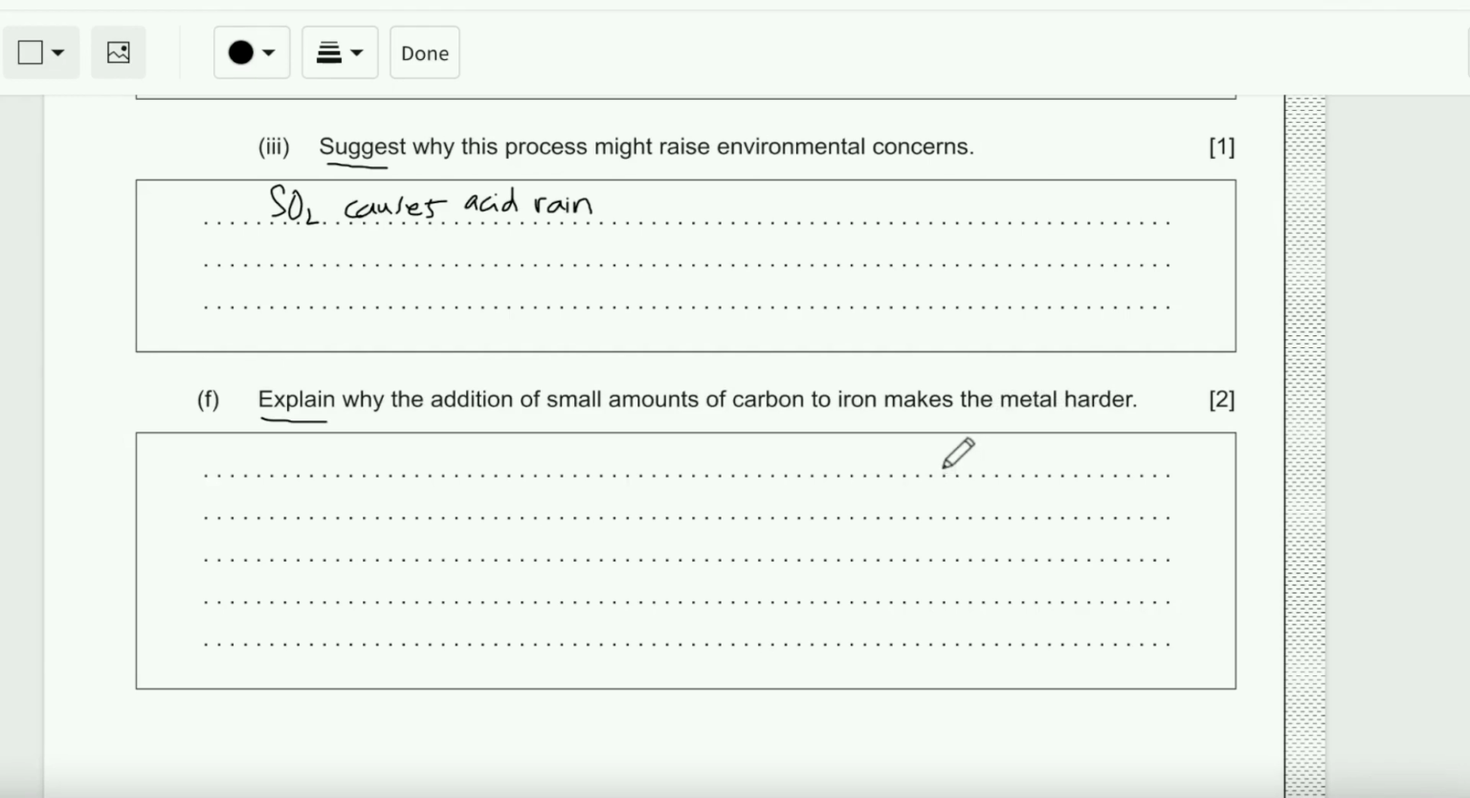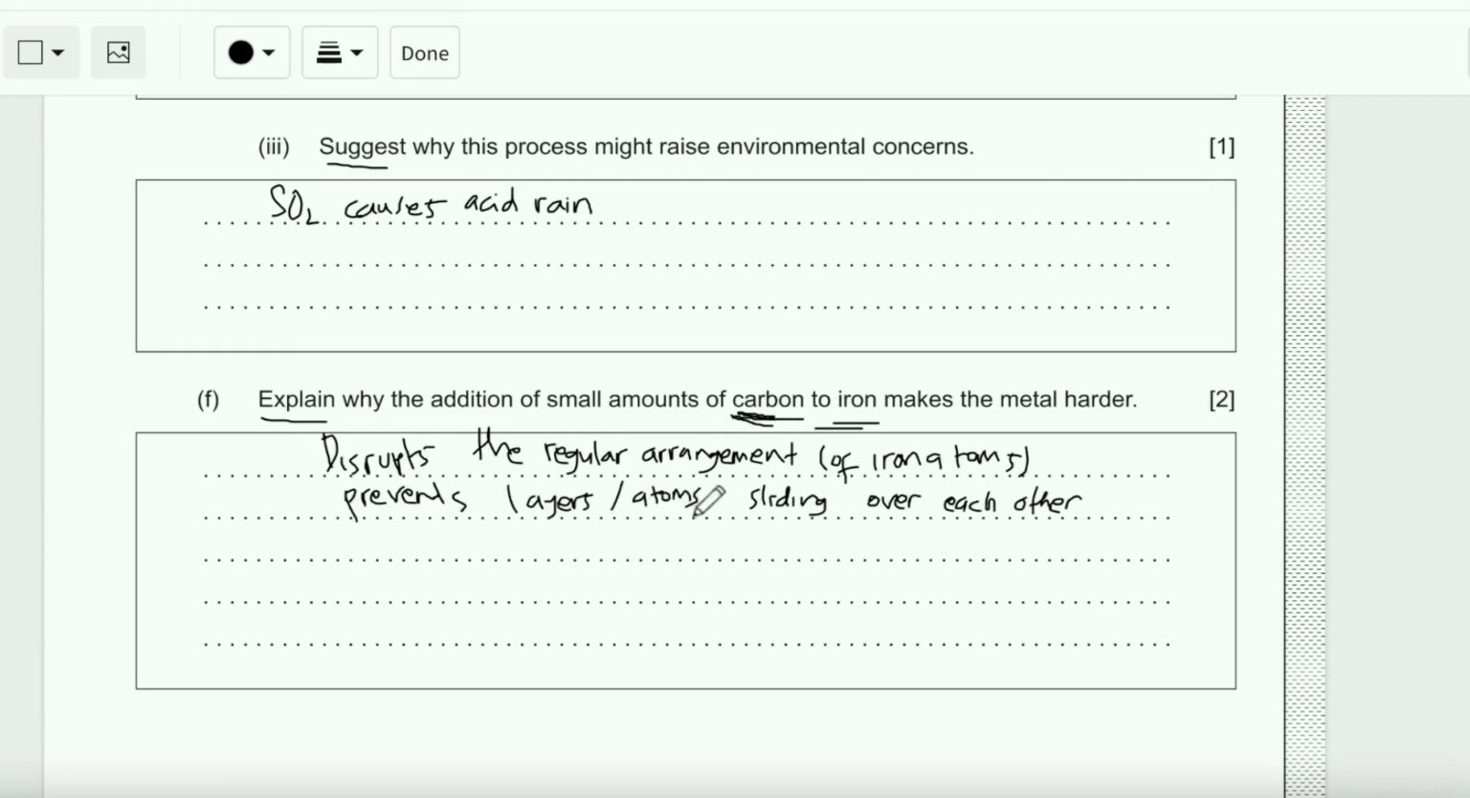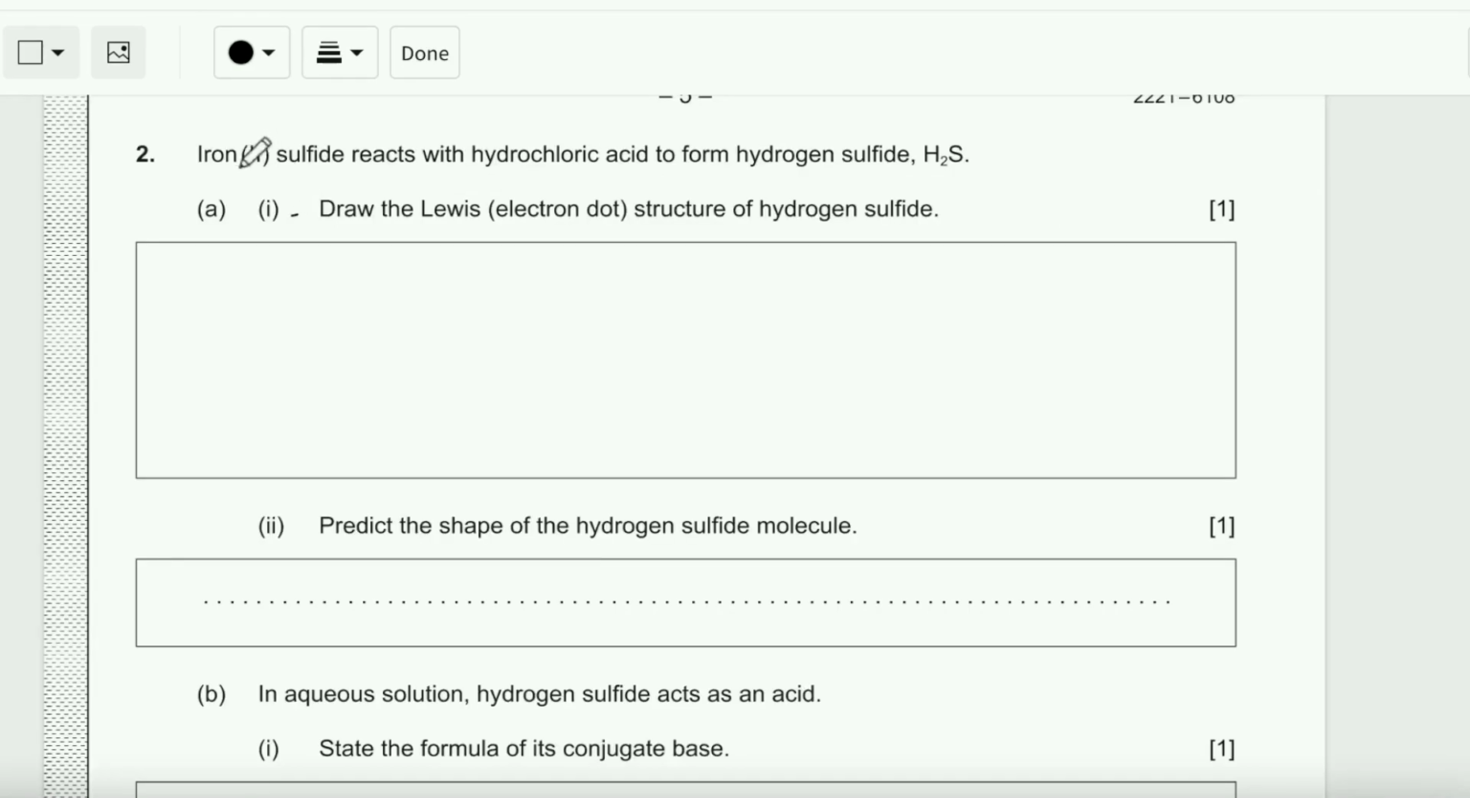Explain why the addition of small amounts of carbon to iron makes the metal harder. Explain. Give detailed account including reasons or causes. Disrupts the regular arrangement of iron atoms. Why? Prevents layers of atoms sliding over each other.